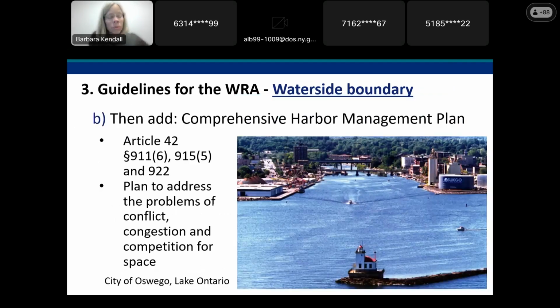Then once you've got your boundary down and you know what that is, and it may sound easy, but sometimes it's not for some of the older municipalities. Then think about the harbor management plan, which, as I mentioned last week, is now a required portion of the LWRP. And the idea is to look at conflict, congestion, and competition for space within your harbor area. So when we're talking about the waterside boundary, it's important to think about this harbor management area and what's going on there. And that harbor management area needs to be delineated on the boundary map.